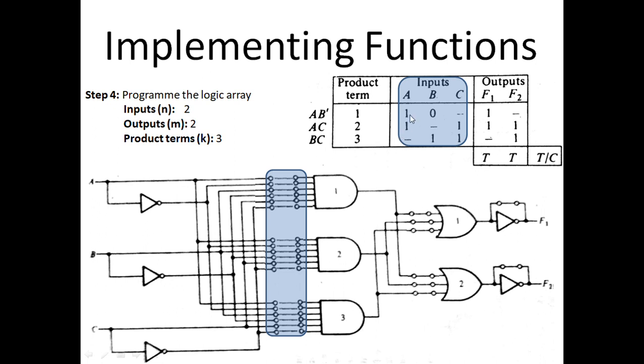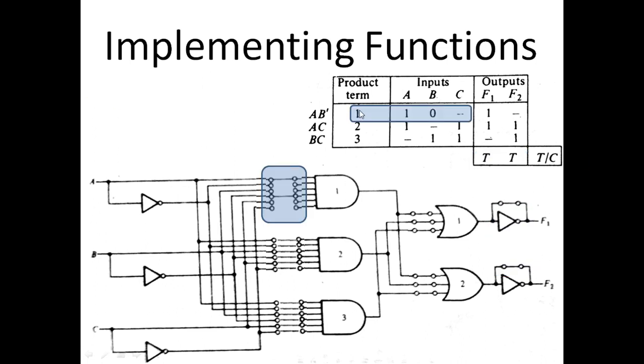For the first product term, keep the connection from A, keep the connection from B prime, and break the connection from C. Similarly, we will see how to program the rest later on. Just remember that this column is responsible for programming these fuses. The last two outputs columns are responsible for programming these fuses, and the final row is responsible for programming these fuses. So now let's begin with programming.